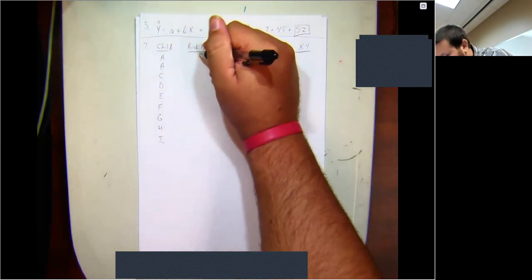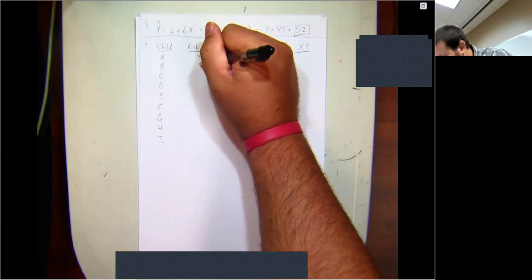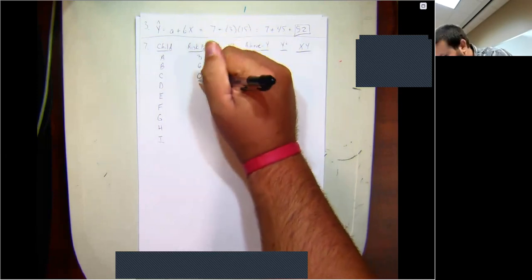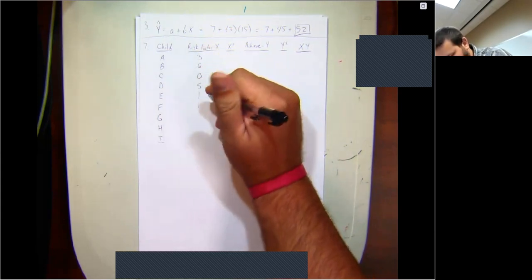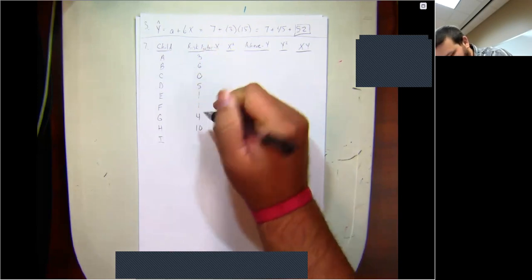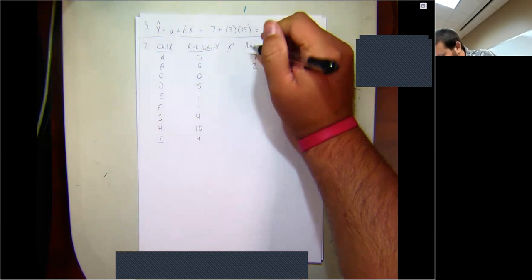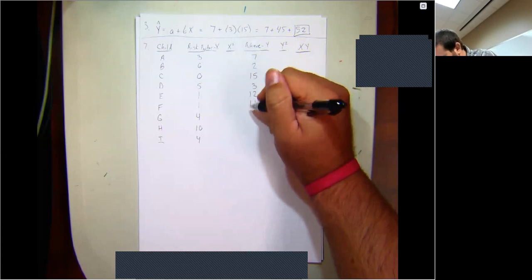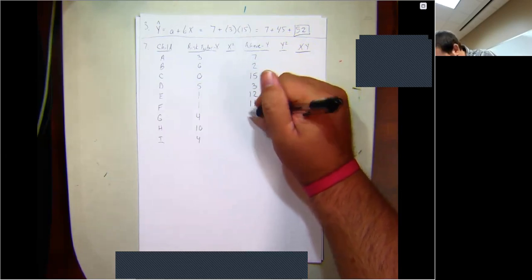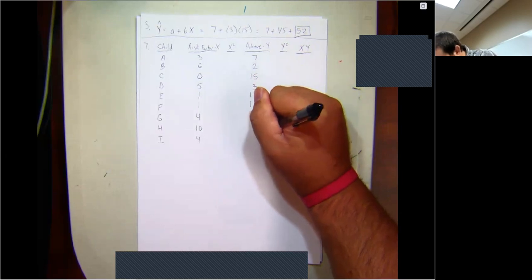And the risk factors for child A were 3, B, 6, C, 0, D, 5, E, 1, F, 1, G, 4, H, 10, and I, 4. And then the achievement scores for these children, A was 7, B, 2, C, 15, D, 3, E, 12, F, 11, G, 6, H, 1, and I, 5.